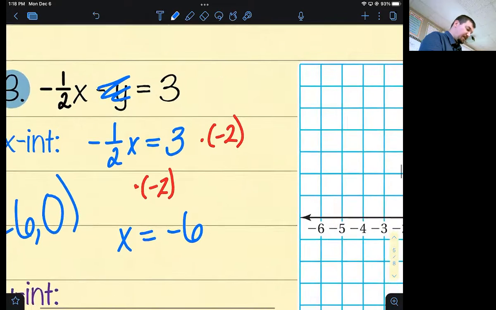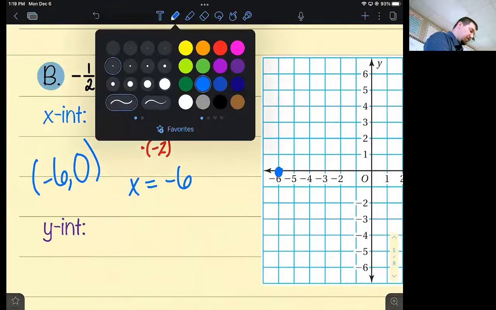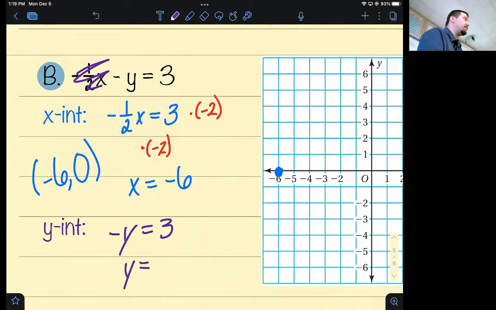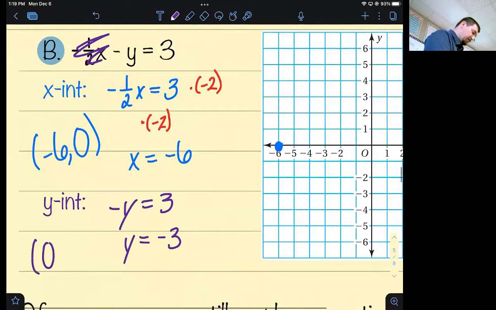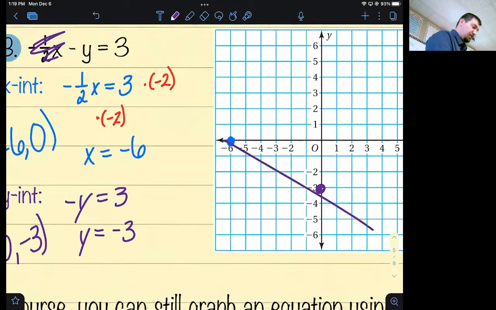So I want you to plot (-6, 0). It should be the same as it was last time, on the x-axis right there. Then we're going to plug in 0 for x to find the y-intercept. So this now goes away, and you get negative y equals 3. Garrett, if negative y equals 3, what's y equal to? That's right. So the point (0, -3) is on our line, and we'll go over to the y-axis and plot negative 3. And then we can graph the line that goes through those points.